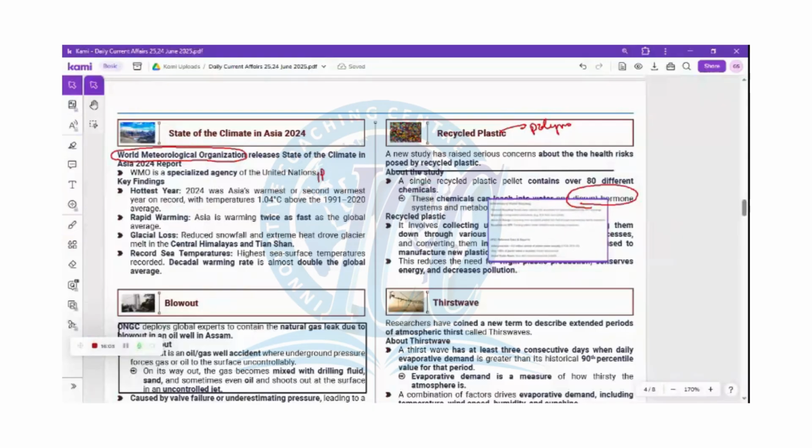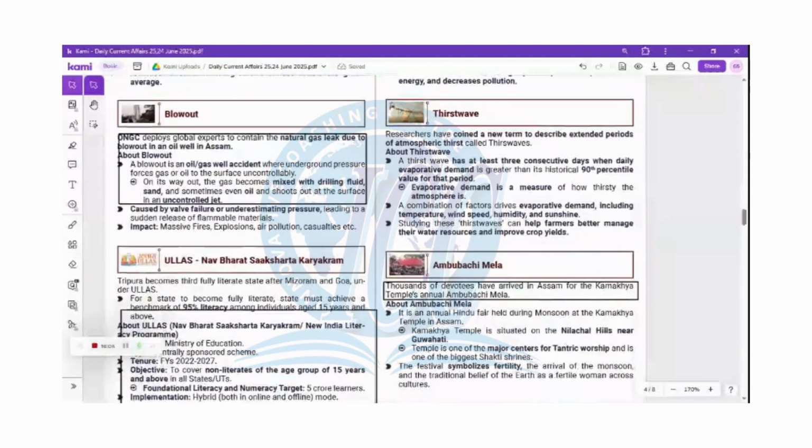Then comes blowout, nothing to read here. Basically, natural gas in one of the fields of ONGC, oil wells, started bursting out uncontrollably, so they want to control it.